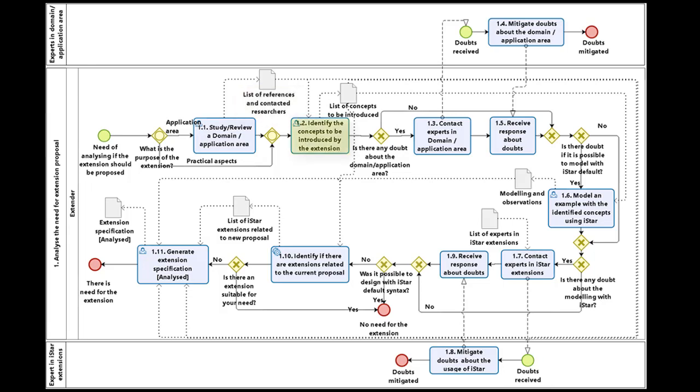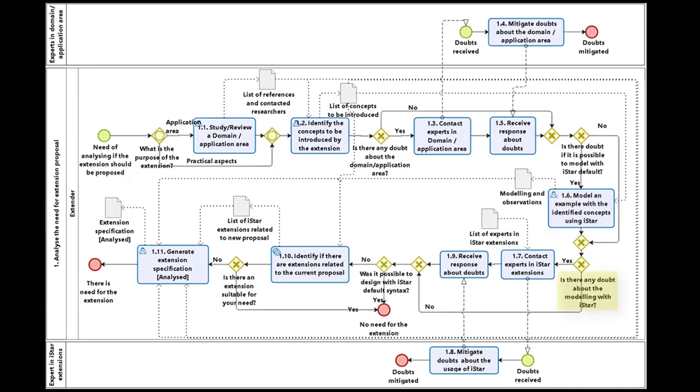Next, activity 1.2 consists of identifying the concepts to be introduced by the extension. If there are any questions related to the domain, researchers should be contacted to solve these doubts. The extender receives a response from the domain researchers and has their doubts mitigated. If there are any questions on whether you can model the extension's concepts with standard iStar syntax, the extender models an example with iStar.